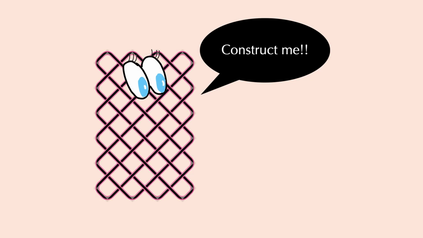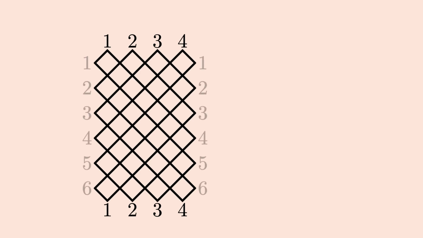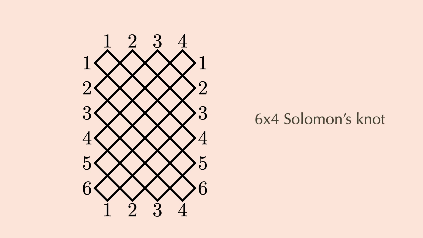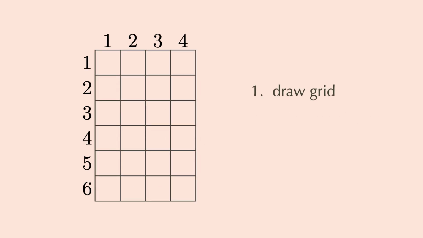Alright then, how would we construct the simplified pattern? Notice that in this particular image, there are 4 pointy bits on top and bottom, and 6 pointy bits on the sides. Therefore, we say that this is a 6x4 Solomon's knot. In order to draw this pattern, we start with a 6x4 grid.